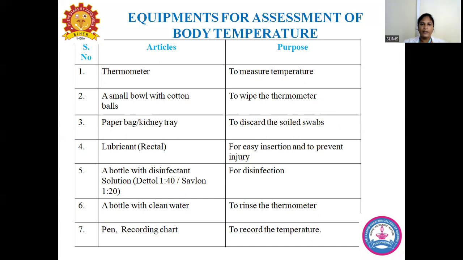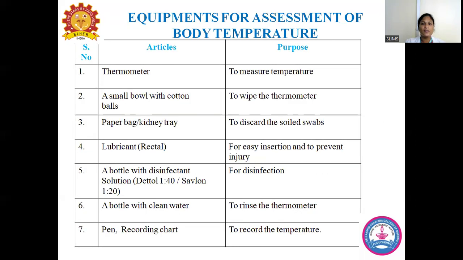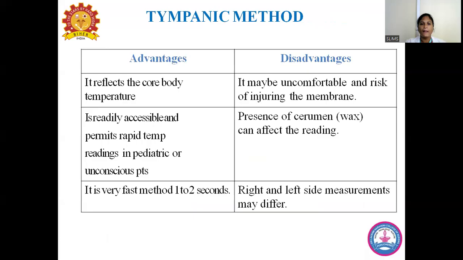Equipment for assessment of body temperature. First is a thermometer to measure the temperature, a small bowl with cotton balls to wipe the thermometer, a paper bag and kidney tray to discard the soiled swabs, and lubricant for easy insertion and to prevent injury. A bottle with disinfectant solution: Dettol at 1:40 and Savlon at 1:20 for disinfection. A bottle with clean water to clean the thermometer, a pen and recording chart to record the temperature. So this is the equipment for assessing body temperature.